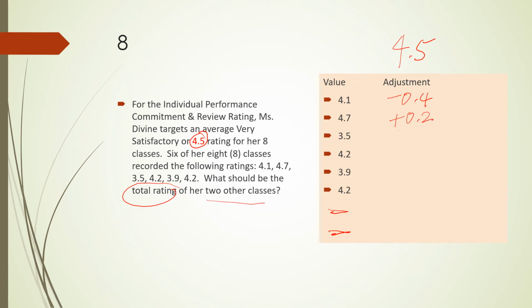This is plus 1. This will be minus 1.0. 4.2 is minus 0.3. 3.9 is 4.5 minus 0.6. And 4.2 will be 4.5 minus 0.3. Okay, so our reference values for these two other subjects will be 4.5 and 4.5 each.